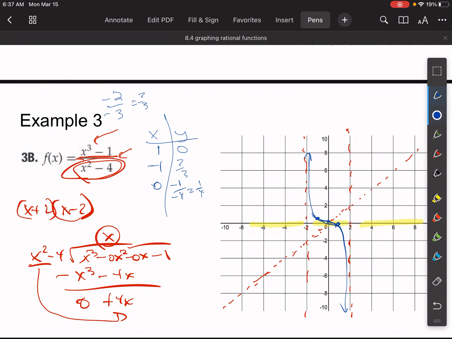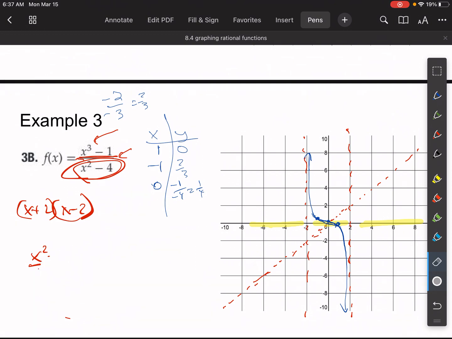Now let's look at what's happening on the outside. Let me make a little bit of room here. Let's plug in a couple more things. If I plug in a 3, just to see what happens right after that. 3 to the third is 27. 27 minus 1 is 26. 3 squared is going to give me 9. 9 minus 4 is going to give me 5. So 26 divided by 5, what is that? 5 and a fifth. So when I plug in a 3, I'm at 5 and a fifth, somewhere up in here.